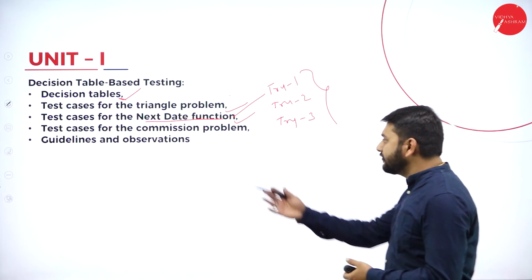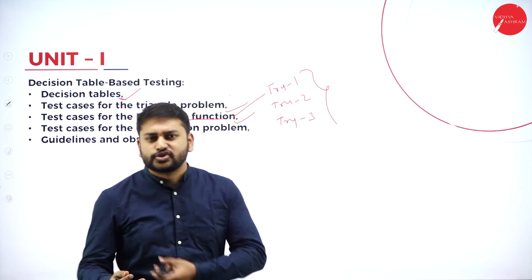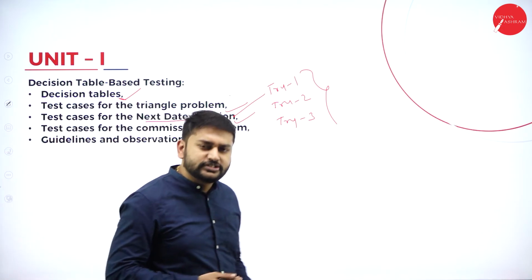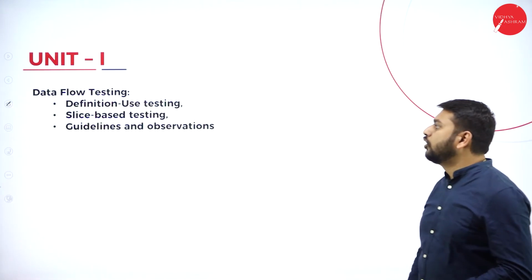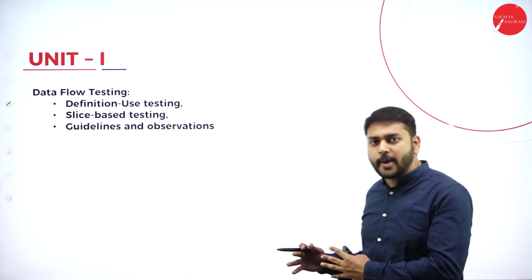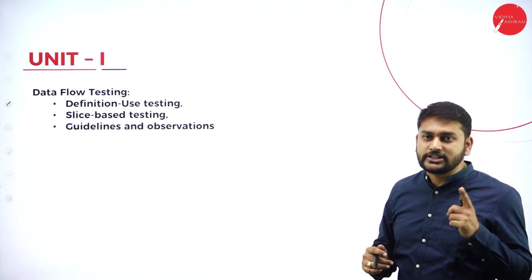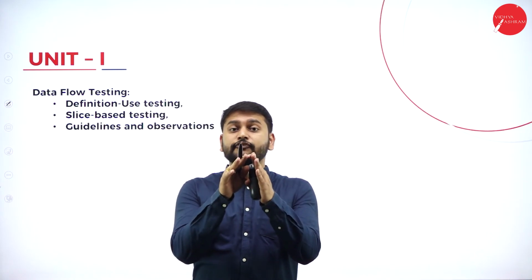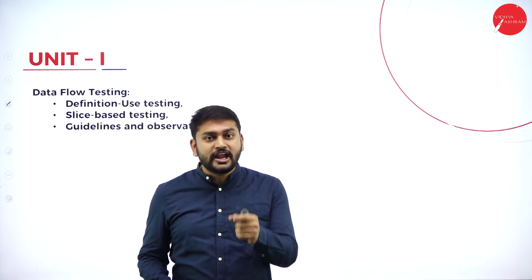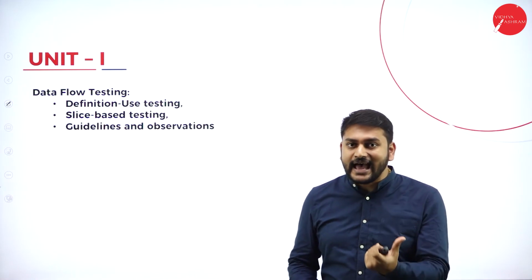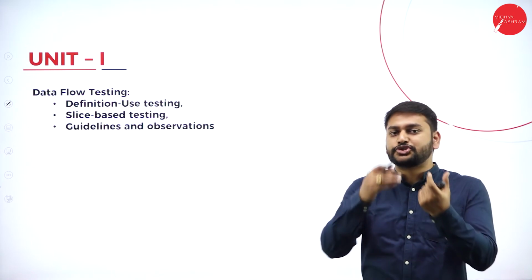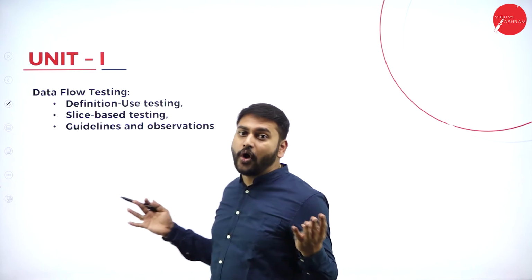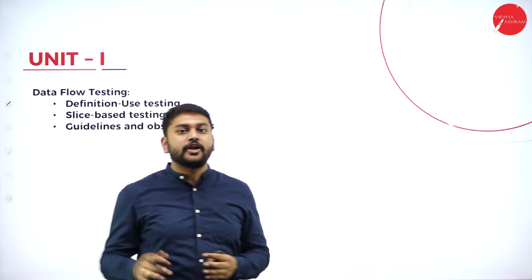Moving forward, I have some general guidelines and observations. It's just what you have learned out of this, which we have listed there. You just have to go through that. The last important topic in this unit that you should never skip is data flow testing. What exactly is data flow testing? Mainly it focuses on variables: how exactly the value that I have stored in a variable is changing from one part of the program to another part of the program. That's what we are trying to depict in data flow testing.